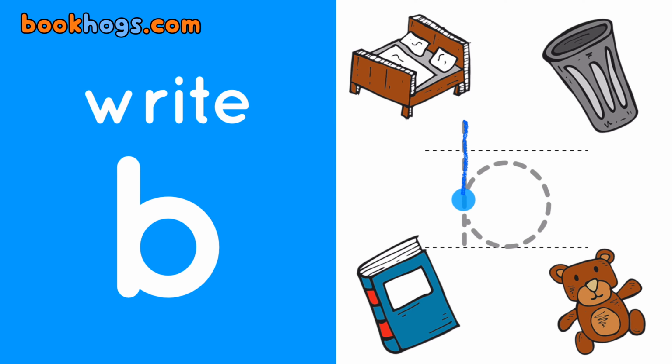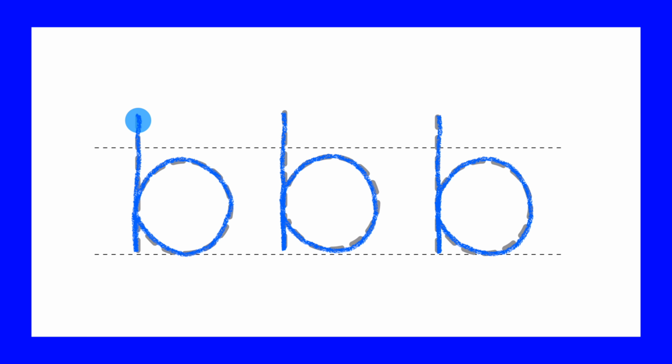Today we're going to learn how to write lowercase b and then look at some words that begin with the letter. So let's begin. To write lowercase b, we go down, up a bit and around. Down, up, around. Down, up, around. Let's look at some words that begin with the letter.